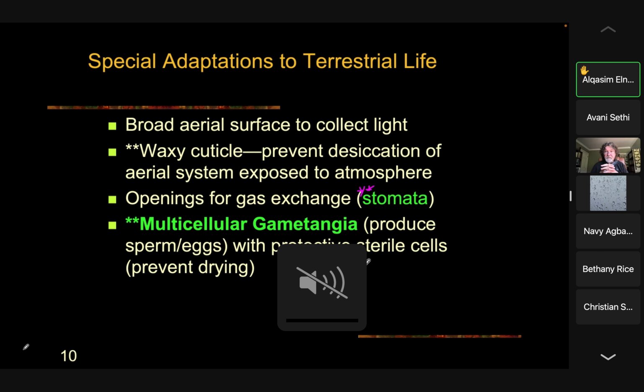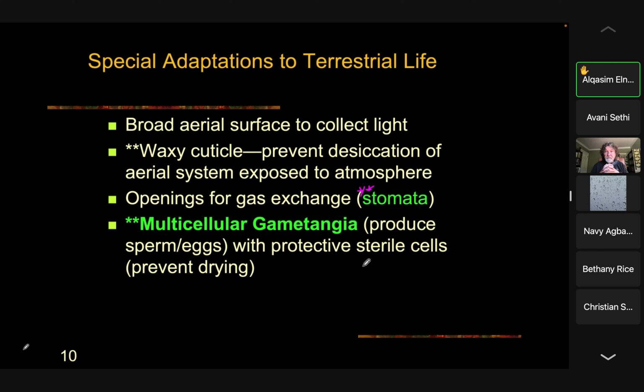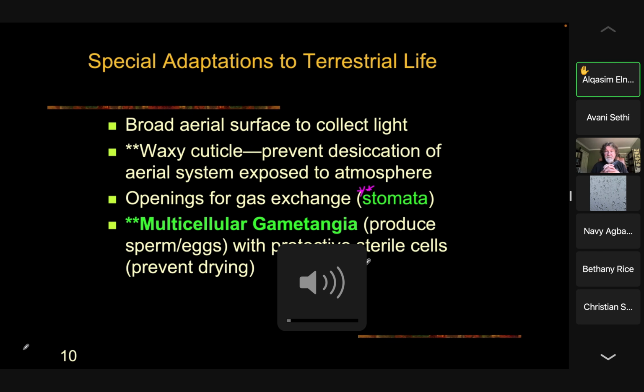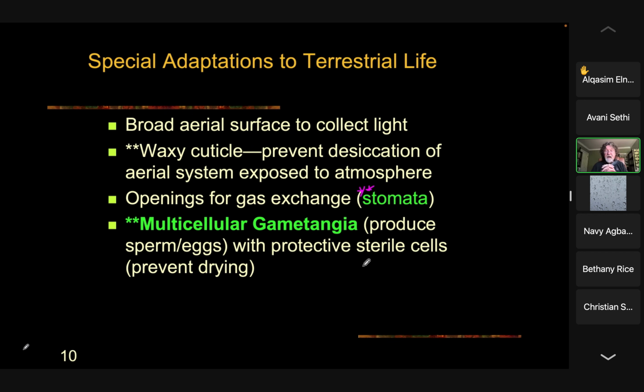So is gametangia kind of like a specific reproductive organ? Can you say that? It would be analogous to testes and ovaries in animals. Okay, analogous, not homologous. Analogous, it has similar types of function.